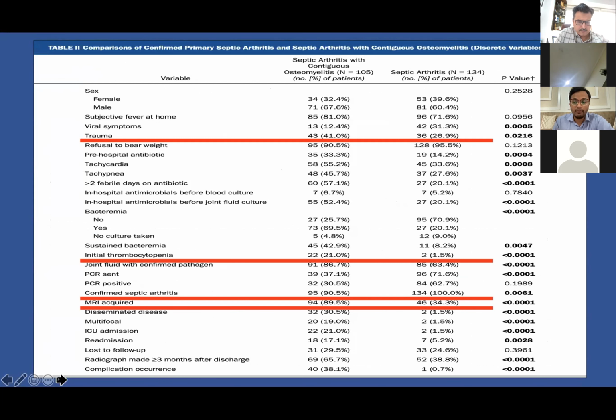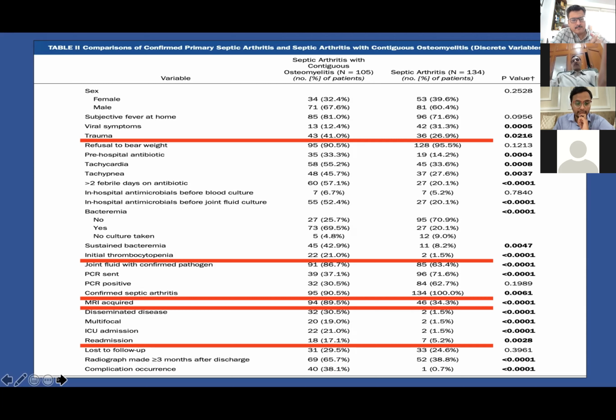MRI is warranted because the patient is not improving on the surgical drainage. There is a persistent prolonged fever and there are elevated inflammatory markers. So they go for the MRI, which was done in 89%. And readmission was obviously more in contiguous osteomyelitis, and the complication occurrences are also more in contiguous osteomyelitis.